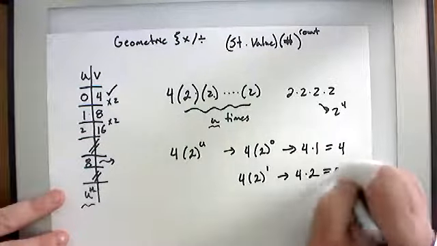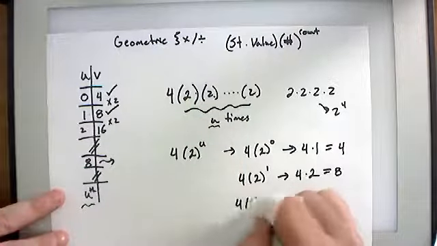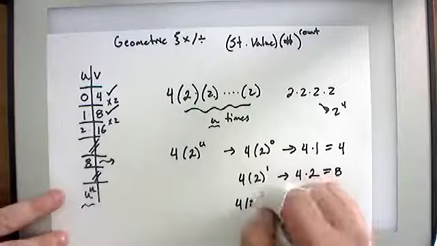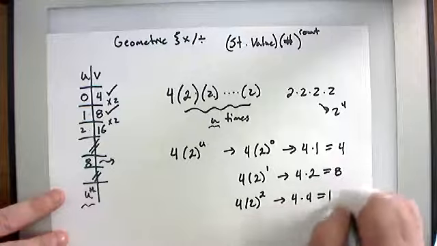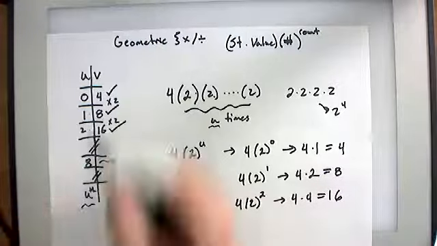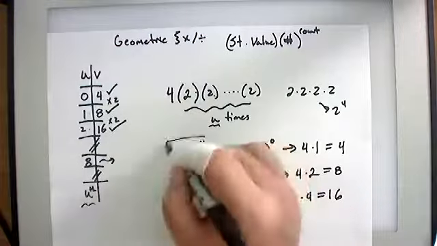4 times 2 is 8, just like it should be. Now we'll do it times 2 again. 4 times 2. Now this time we're on the second step, so the power is 2. 2 squared is 4. 4 times 4 is 16, just like it should have been. Again, if you can make all 3 of the initial starting numbers with your formula, you do have it correct.